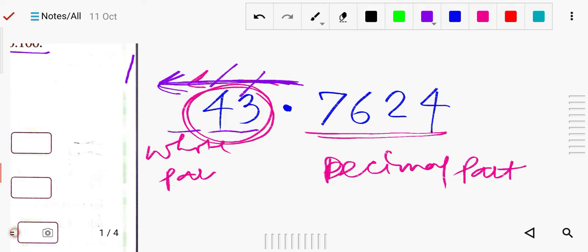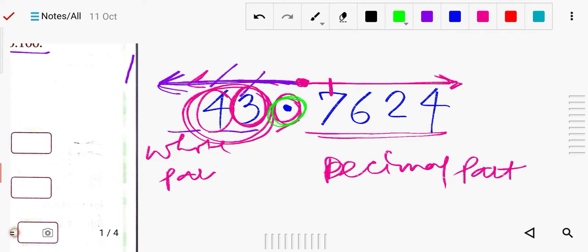So ones, tens, hundreds. But after the decimal we read from left to right, from this position. This position we will call the tenth. Here we call ones, tens, hundreds, thousands, but after the decimal point the first digit we call the tenth. Tenth means 1 by 10 multiplied by 7.